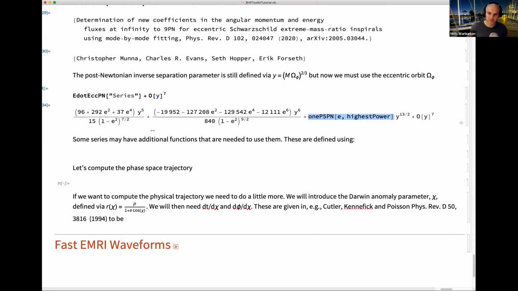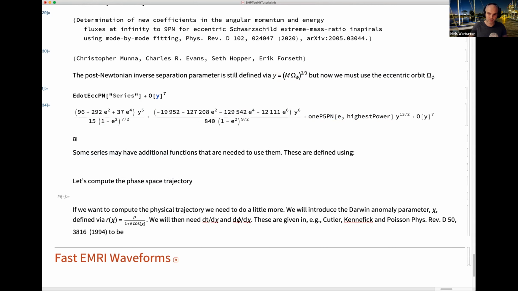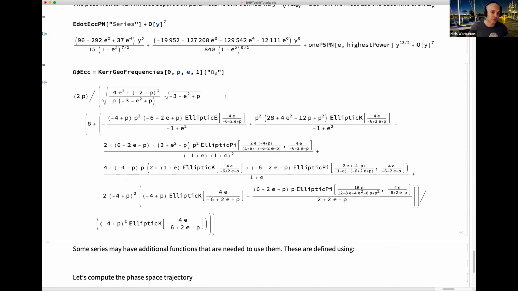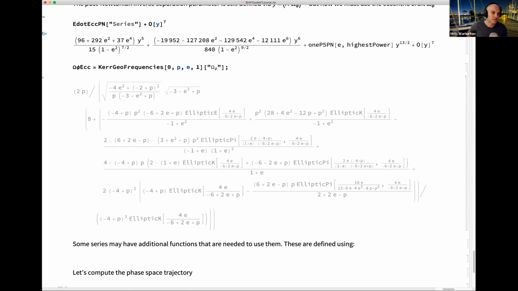Right, but before we do, in order to evaluate this, y is still defined the same way, but now this omega is the omega for an eccentric orbit. So we'll need to do phi eccentric equals KerrGeoFrequencies[0, p, e, 1]. I take the omega phi, so that's the frequency for an eccentric orbit. Not too complicated, but it's not trivial either.